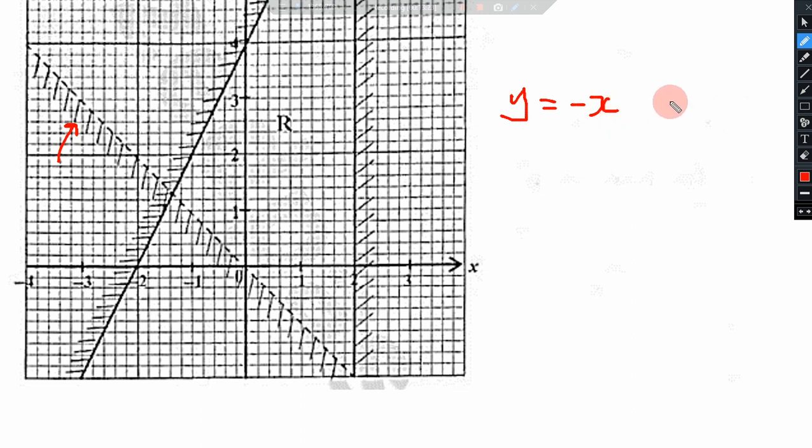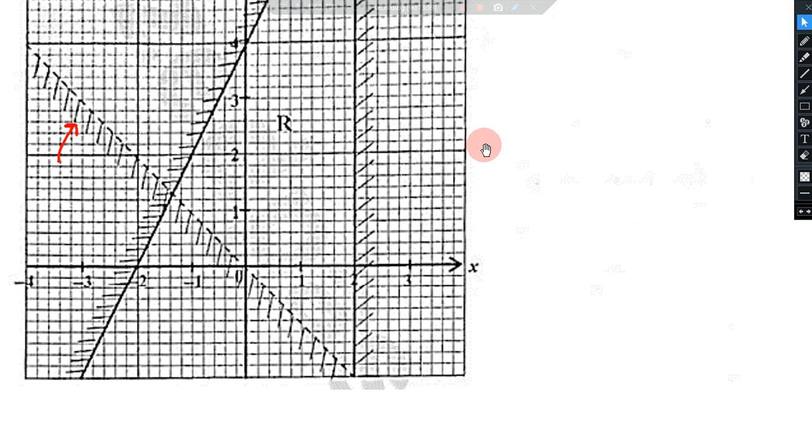To write an inequation here, since it's a dotted line, we can only use those signs without an equal sign. We can either use a less than or a greater than. Now because it has been shaded below, meaning the wanted region is above, we'll pick the greater than. So let us write down that inequation.